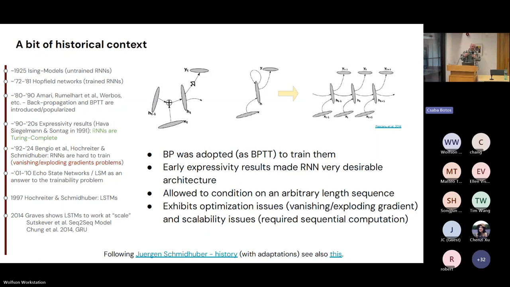So they were seen as a very interesting architecture that is hard to train, even though technically we know how to write the algorithm for them, like backprop through time. And it's not just backprop through time, we have RTRL and all these other algorithms.